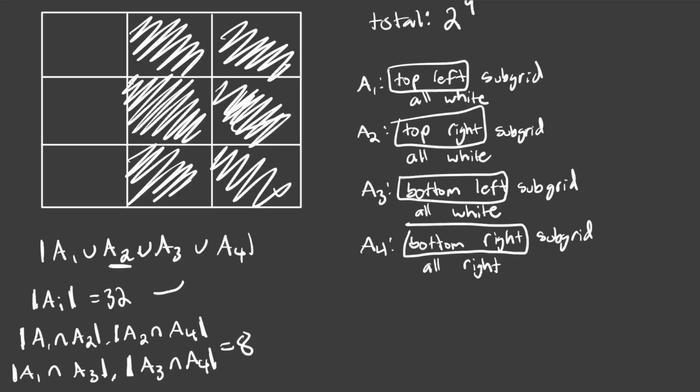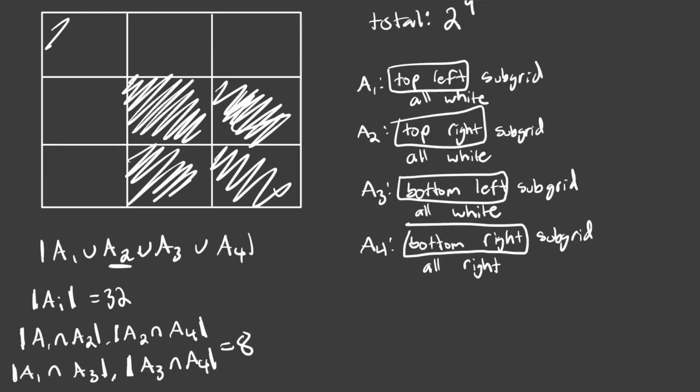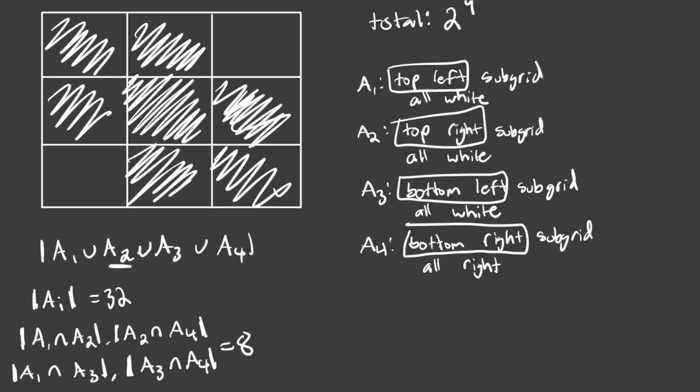You can see that the 4 different single intersections all had value 32, and the 4 different double intersections that we've talked about all had a value of 8, but there's 2 more that we need to talk about. And those are the cases when we have diagonal subgrids both being colored all white. So for instance, maybe this right here, where we have A1 intersection A4.